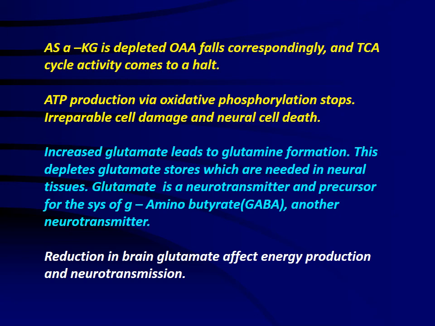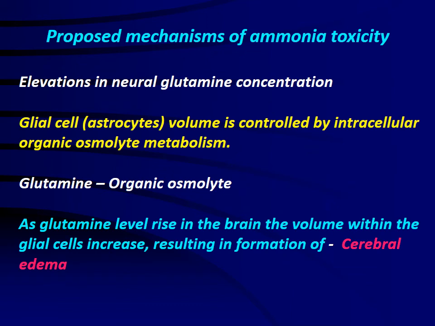Increased glutamate leads to glutamine formation. This depletes glutamate stores, which are needed in neural tissues. Glutamate is a neurotransmitter and precursor for the synthesis of gamma-aminobutyric acid, or GABA, another neurotransmitter. Reduction in brain glutamate affects energy production and neurotransmission.